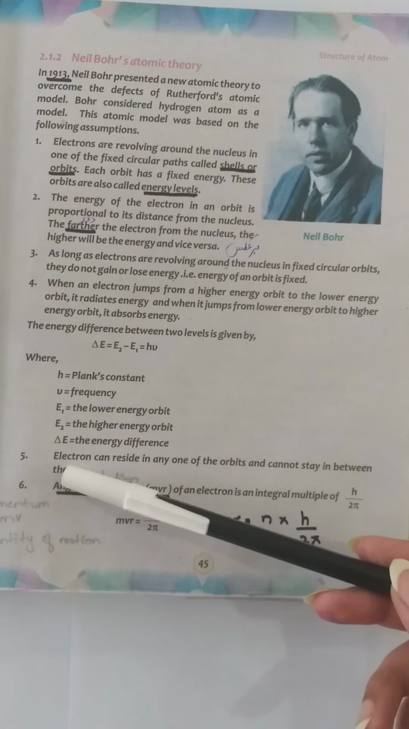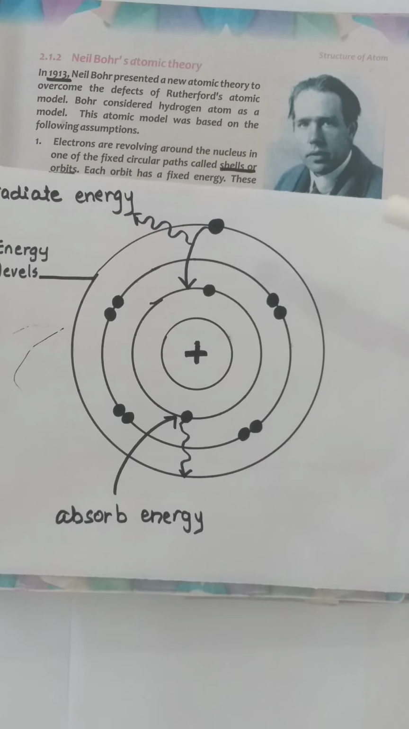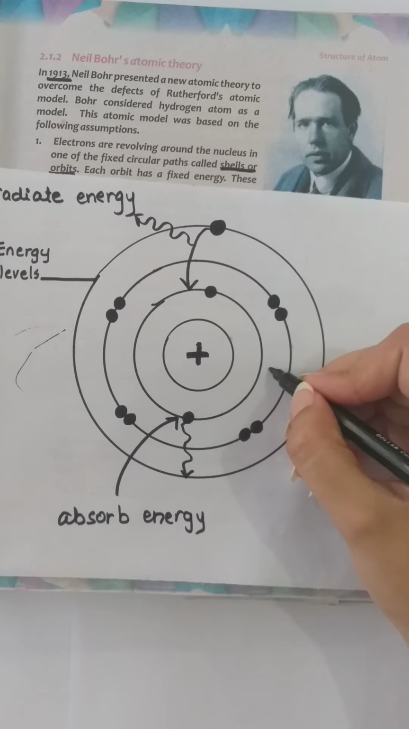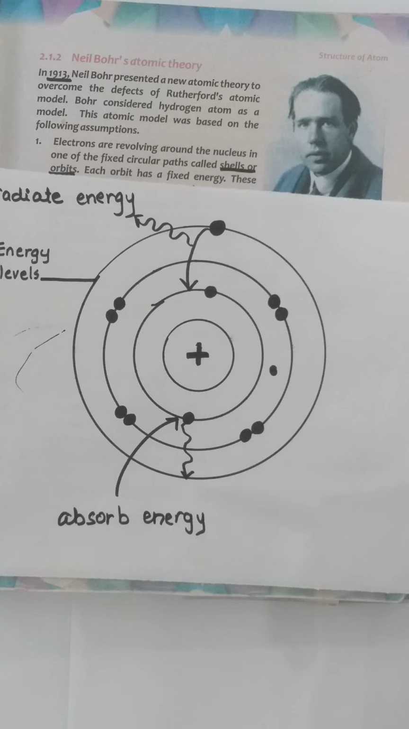The next point is electrons can reside in any one of the orbits and cannot stay in between them. जितने भी इलेक्ट्रॉन्स हैं वो सिर्फ और सिर्फ अपने शेल्स में और अपने पाथ्स में ही रह सकते हैं. The electron cannot reside in between the energy levels. This is not possible for an electron to reside in between any two energy levels.